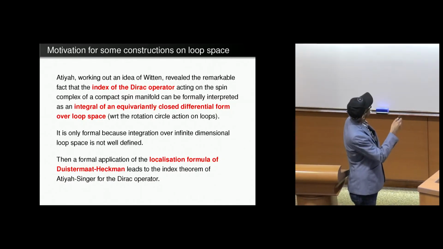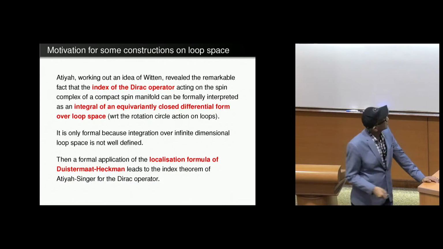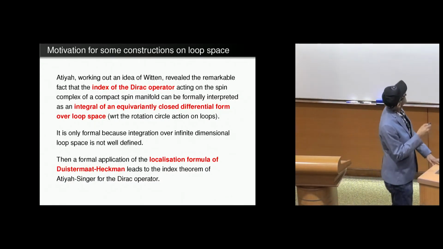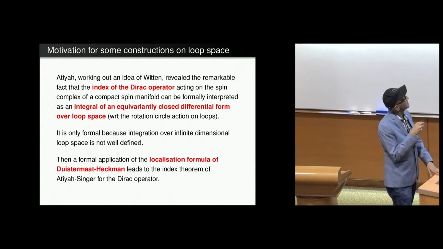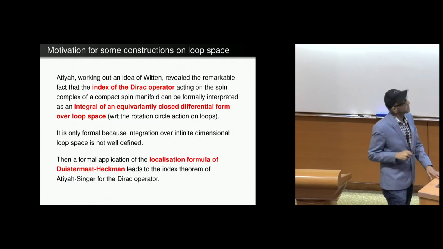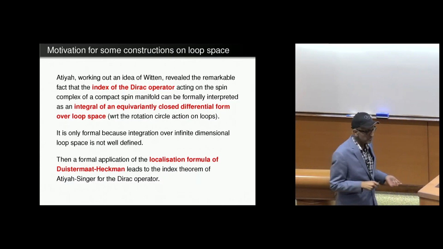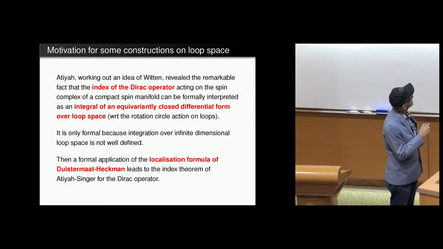Atiyah, who worked out an idea of Witten, revealed a remarkable fact that the index of the Dirac operator on a compact spin manifold can be formally interpreted as the integral of some equivariantly closed differential form on loop space. And the circle action, the equivariance, is with respect to the rotation action of loops. So you can always rotate the domain of the loop, and that gives you a circle action.